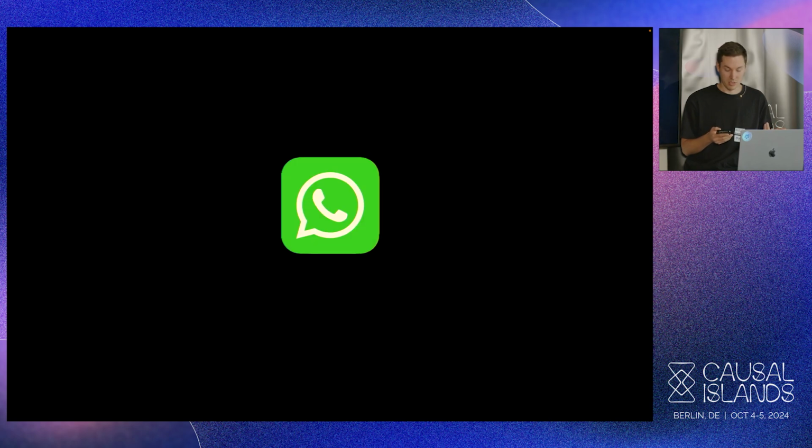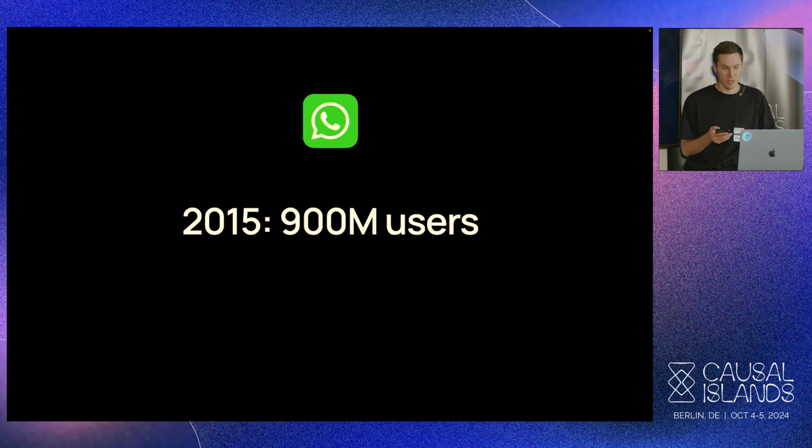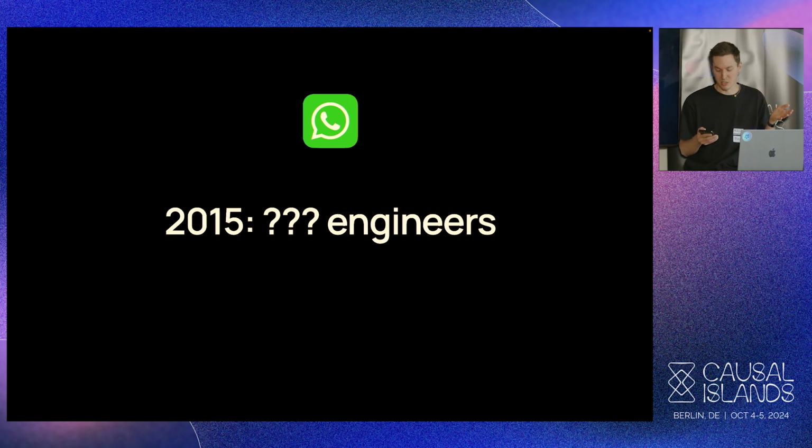How easy? Let's look at WhatsApp, for example. In 2015, they already had 900 million users. And they were using Erlang. They were building it with actor systems. And I want you to take a second and imagine, that's a pretty big company, right? 900 million users. How many engineers did they have? Okay, you have a number in your head?